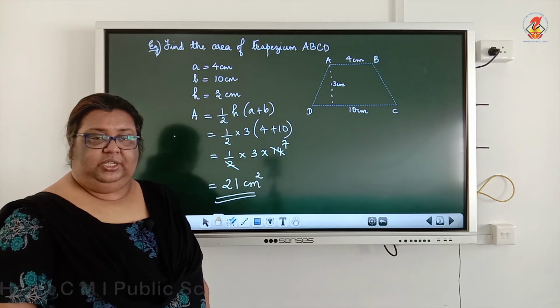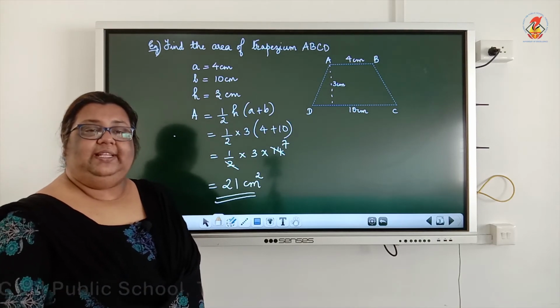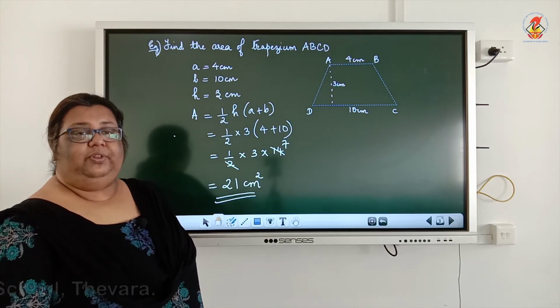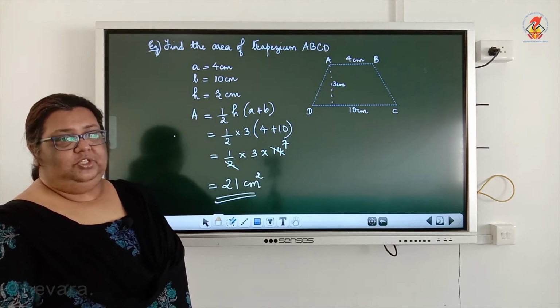So what is the area of the trapezium? Half h into a plus b, where h is the height of the trapezium, a and b are the length of the parallel sides of a trapezium.